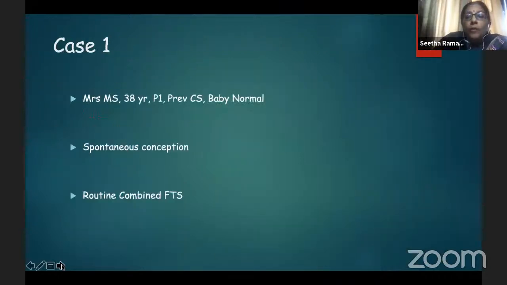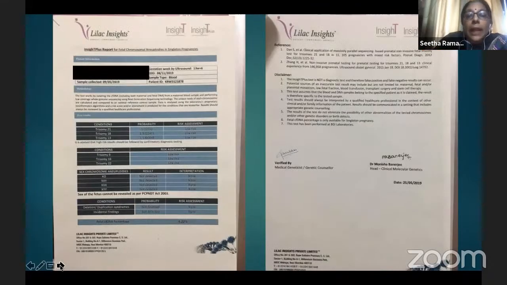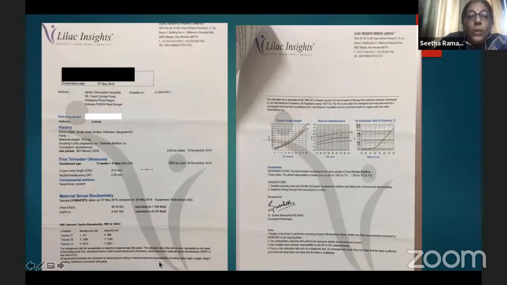So just to go through a few cases, this lady has a previous cesarean, spontaneous conception. She had this risk, which was sort of intermediate, or I would call it high risk only. But having counseled the mother, she had a risk of trisomy 21 of 1 in 102. And she went in for an NIPT and came in as low risk. Again, it's important to see what is causing the high risk, whether it is the NT per se, or if it is the PAPP-A or the free beta hCG, as Pooja said, because usually PAPP-A reflects the placental problems and free beta hCG would reflect the fetal problems.